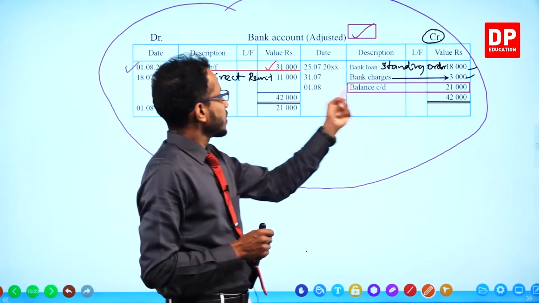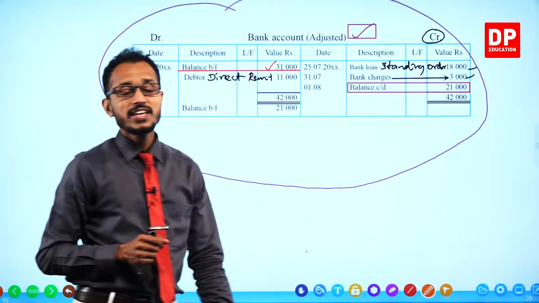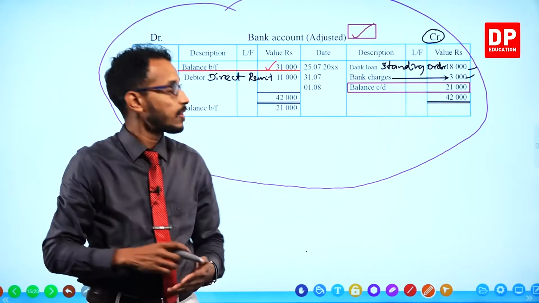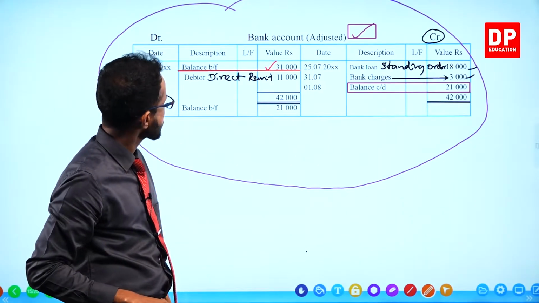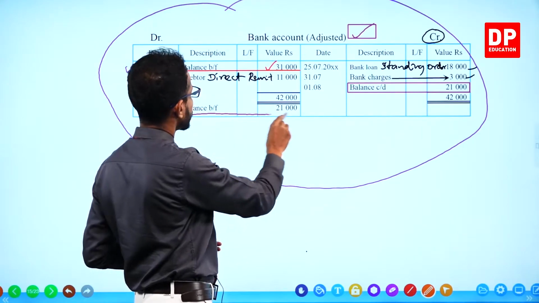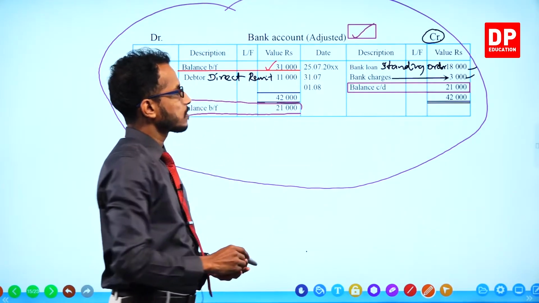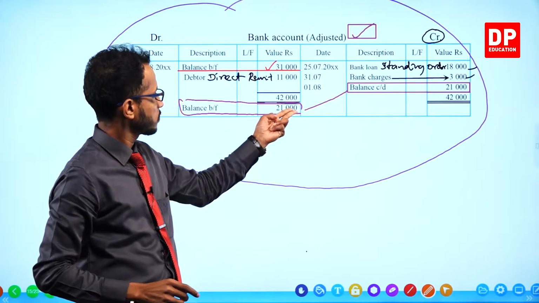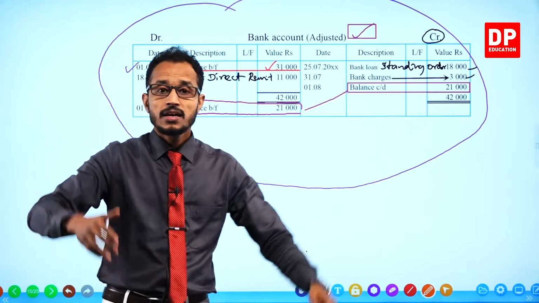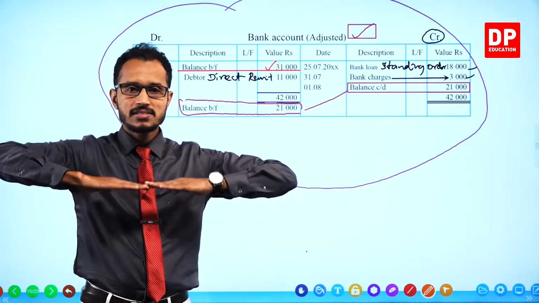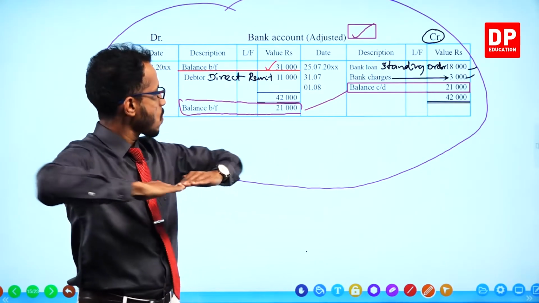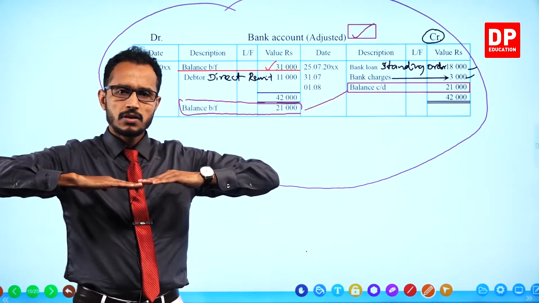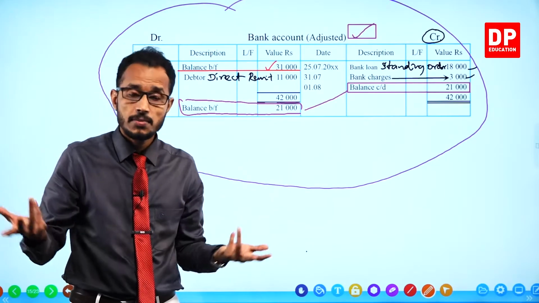Okay. The balance carried down is here. Now we need to reconcile this balance. The balance carried down is brought forward to the debit side. We need to reconcile the balances now, right? What balances am I talking about?